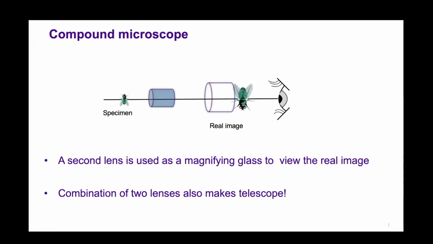Now, instead of one lens, if you have two lenses, this becomes a compound microscope. Now you can make a real image. This can be captured in cameras, or photographic film in olden days. Now, if I invert this, it also becomes a telescope. And the telescope has developed very fast compared to the microscope.